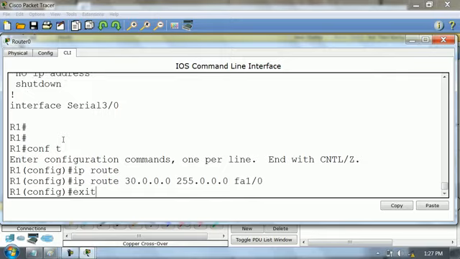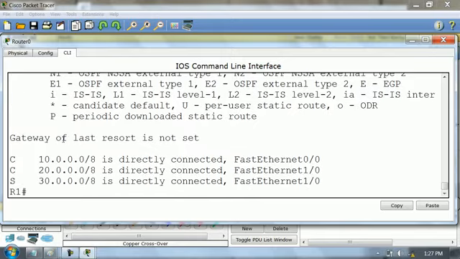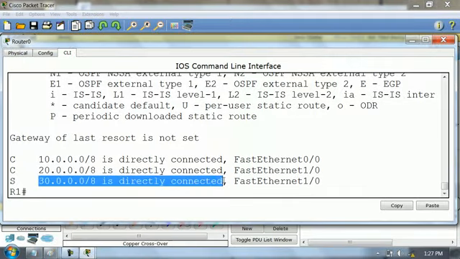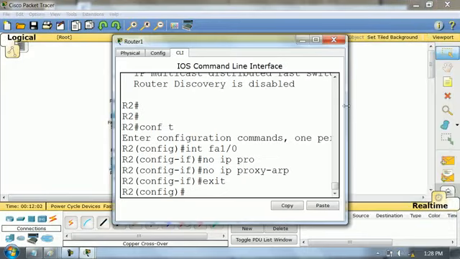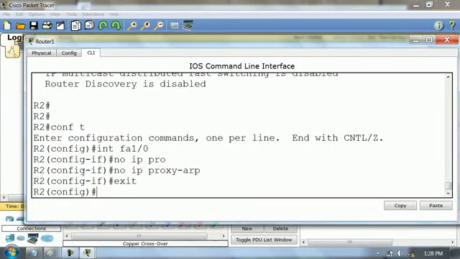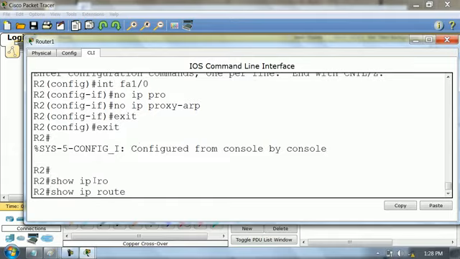Show IP route. One thing, it is a static route, and for static route AD is 1. Some people think that it's written like this, that 30's network is directly connected. It means AD is 0, but no, AD will be 1. Agree? Show IP route. Do I have a route? No. IP route.